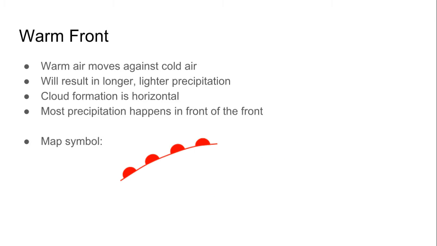A warm front is warm air moving against cold air. This is going to usually result in lighter precipitation. Cloud formation is going to be horizontal, so it's going to be kind of parallel to the surface of the Earth. And most precipitation happens in front of the warm front. And you can see the map symbol below.